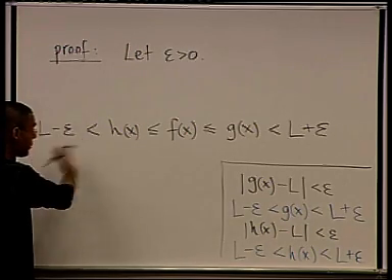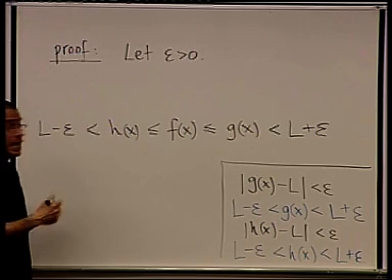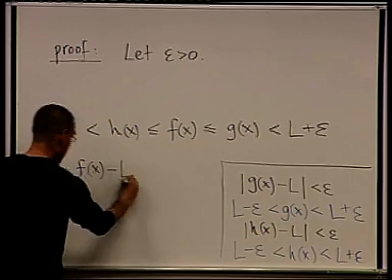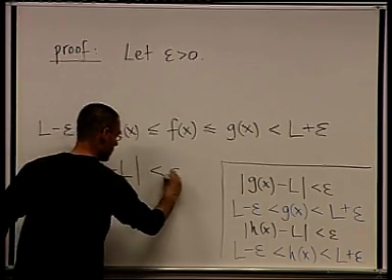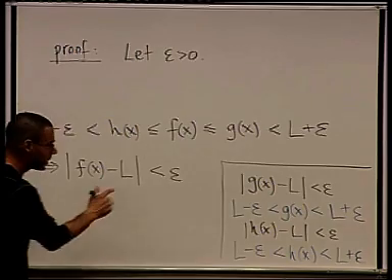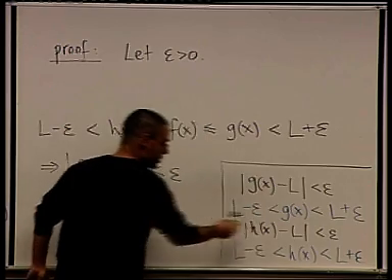And taken together, there we have it. F is between L plus epsilon and L minus epsilon. And therefore, F minus L in absolute value is less than epsilon. Do you agree? Does everybody see? This is a very simple proof, as long as you note this, that these two statements are the same.